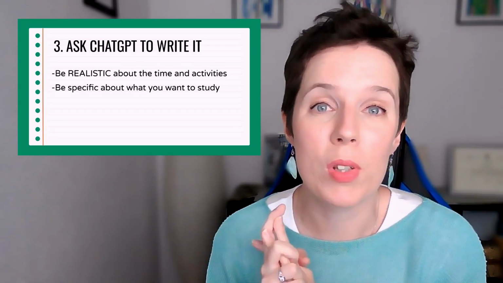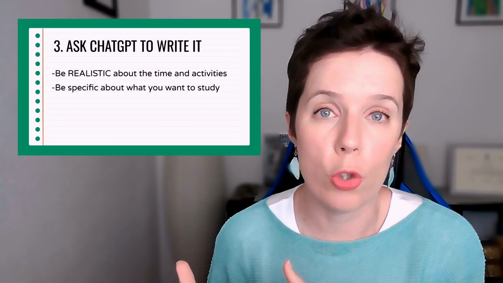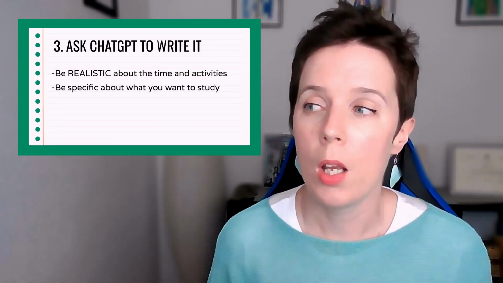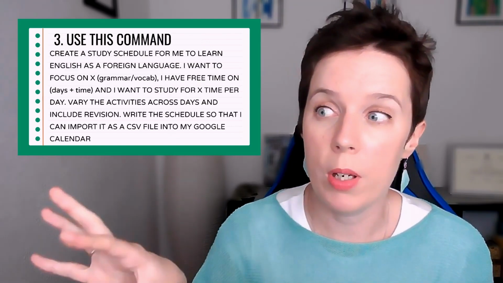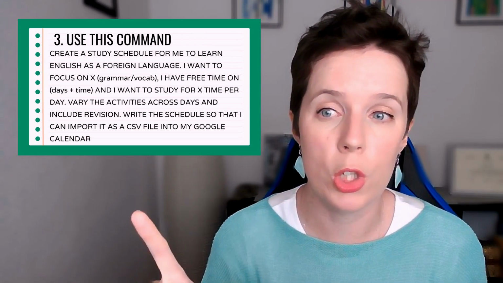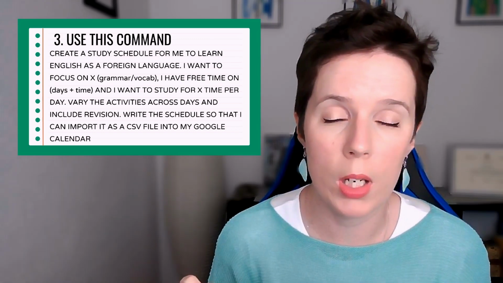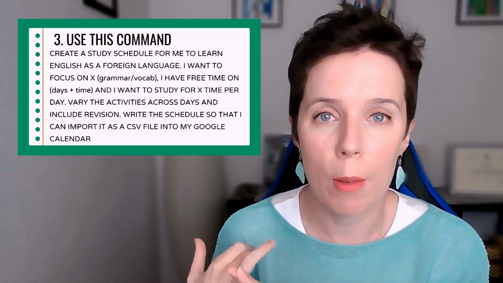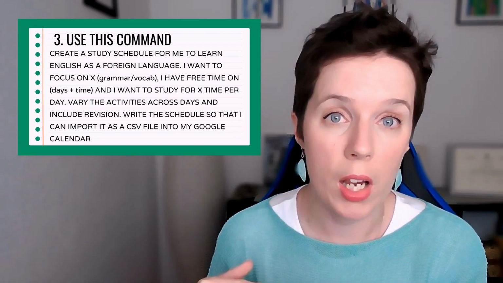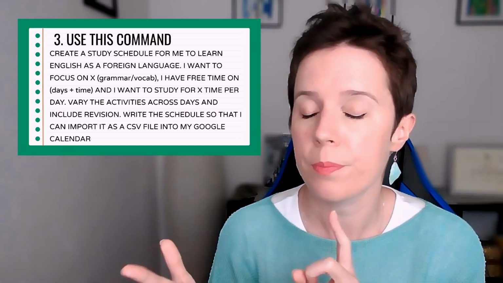And number 2, be specific about what you want to study. With ChatGPT, it can't read your mind, so you have to be really specific about exactly what you want to do. But go to ChatGPT and just type in this command. Okay, create a study schedule for me to learn English as a foreign language. I want to focus on X, whatever grammar and vocabulary you're doing. I would say pick a different vocabulary point and a different grammar point every week. You could take this from a textbook as well. If you have an English textbook, you can just take it directly from there.